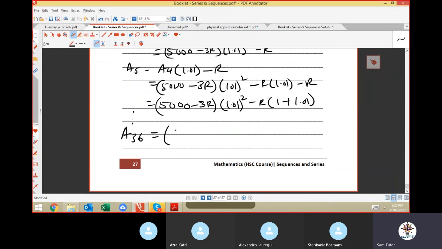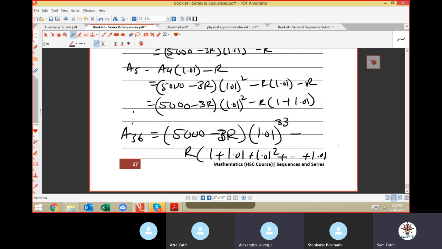Alex, you want to give it a shot? A36. Okay. 5,000 minus 3r, 1.01 to the power of 33. So when it was 5, it was 2, which is 3 less than 36. 33. Good job. Minus r times 1 plus 1.01 plus 1.01 squared plus dot dot dot plus what's going to be the last one? 35. Nope.